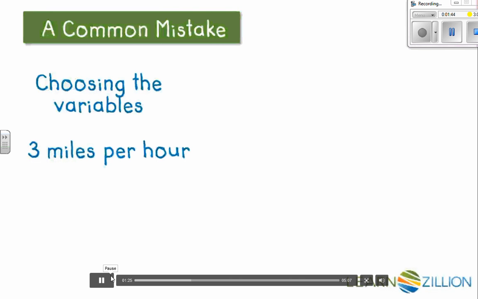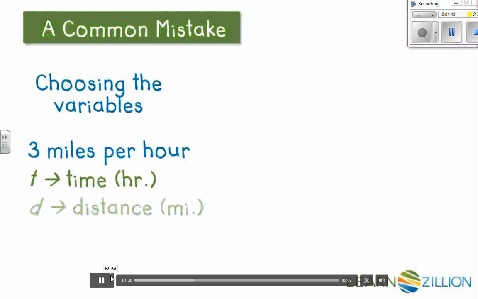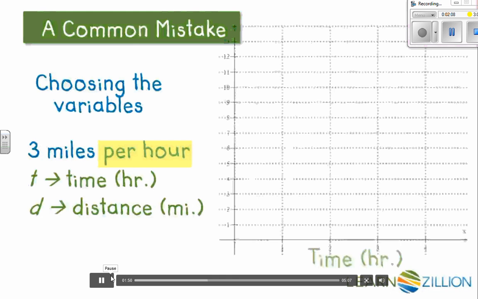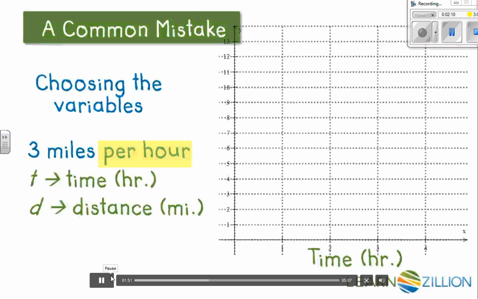Suppose you're talking about 3 miles per hour, and suppose you use t and d as your variables for time and distance. Which one is the independent variable? Which one goes on the x-axis? Well, in a unit rate, the one that is after the word per, the one that we have one of, is the independent variable. It goes on the x-axis. 3 miles per 1 hour. So time, or the number of hours, goes on the x-axis.